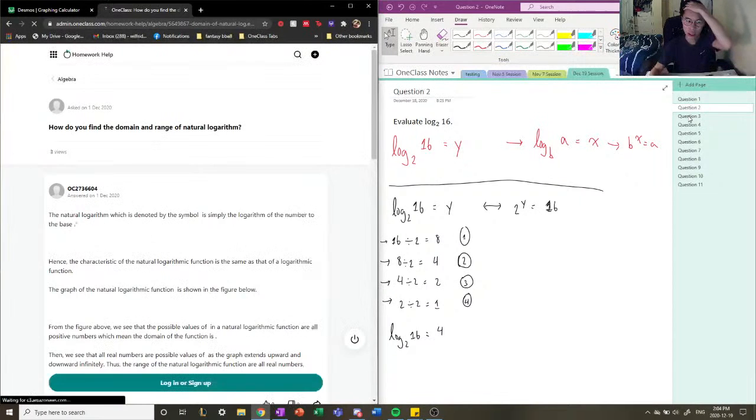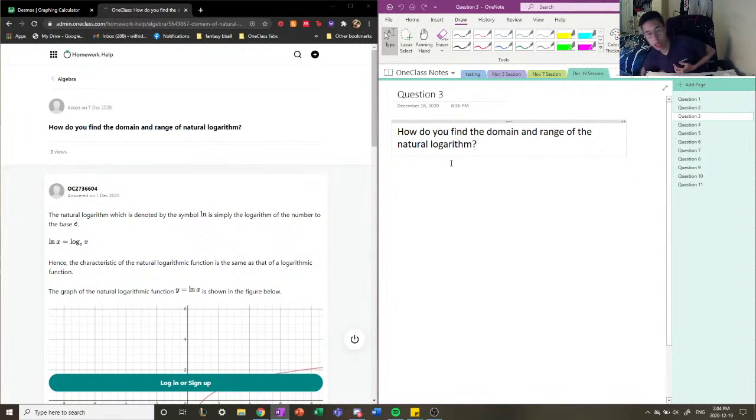Okay, let's move on to question number 3. Question number 3 reads, how do you find the domain and range of the natural logarithm?